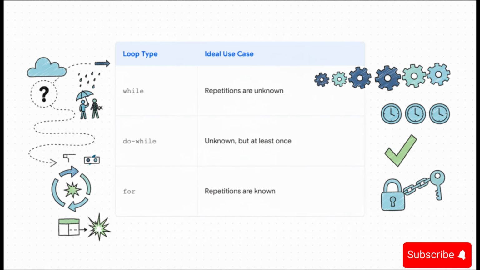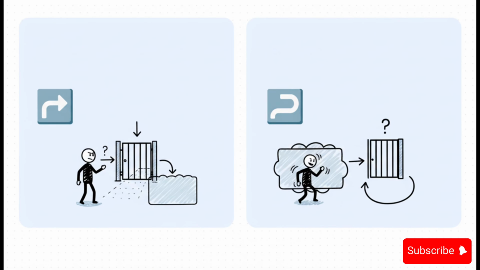You use a for loop for a known number of repeats. You use a while loop when the number of repeats is unknown and it might not even run at all. And you use a do-while loop when the number is unknown, but you have to guarantee it runs at least once. We can actually categorize these with a bit of programmer lingo.